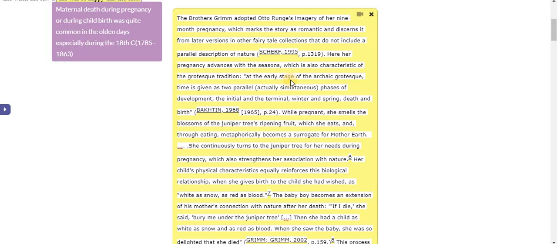At the early stage of the archaic grotesque, time is given as two parallel phases of development: the initial and the terminal, winter and spring, death and birth. So there is also a grotesque tradition. Whenever you are telling a grotesque tale, usually there is a movement of time from the initial position to the final position. Initially everything will be good, and then at the terminal position, everything will go awry and turn grotesque.